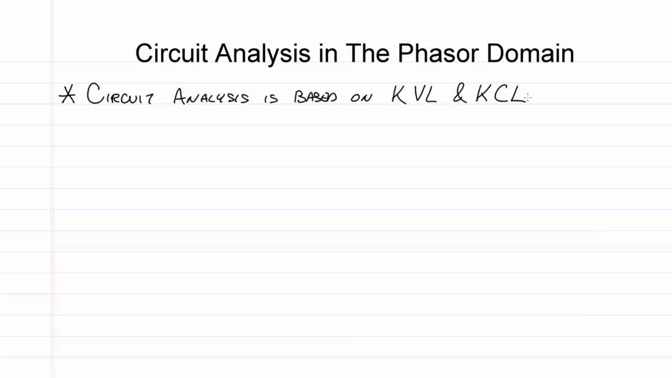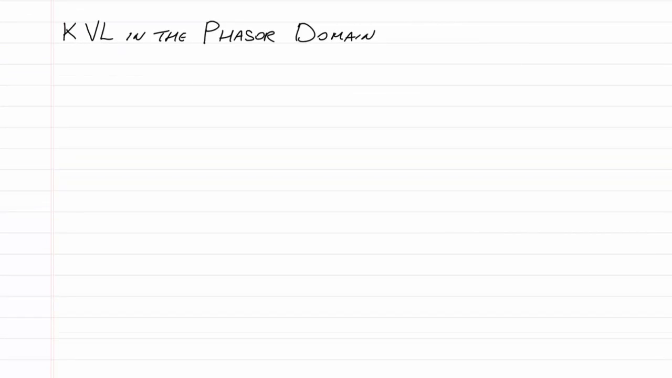Consequently, if we can show that Kirchhoff's voltage laws and Kirchhoff's current laws apply in the phasor domain, then all of the other circuit analysis techniques that we develop from them will also apply. So we'll start by taking a look at Kirchhoff's voltage law in the phasor domain. Kirchhoff's voltage law tells us that the sum of the voltages around the loop, V1 plus V2 plus all the way down to Vn, must add to 0.